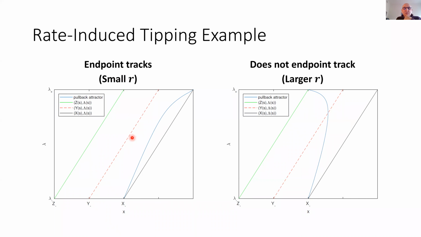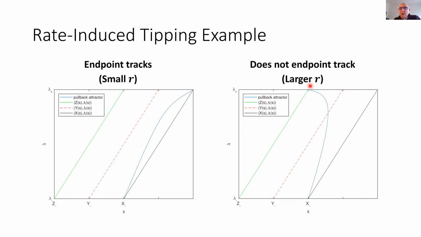So if r is very small, you will do what's called endpoint tracking. So you track your system, which you can now think of in this two-dimensional phase space, because we've gone to this autonomous system by introducing this extra variable. If we think of this as s rather than lambda now, you would end up starting at this state and ending up at this state too, as you ramp between these parameter values.